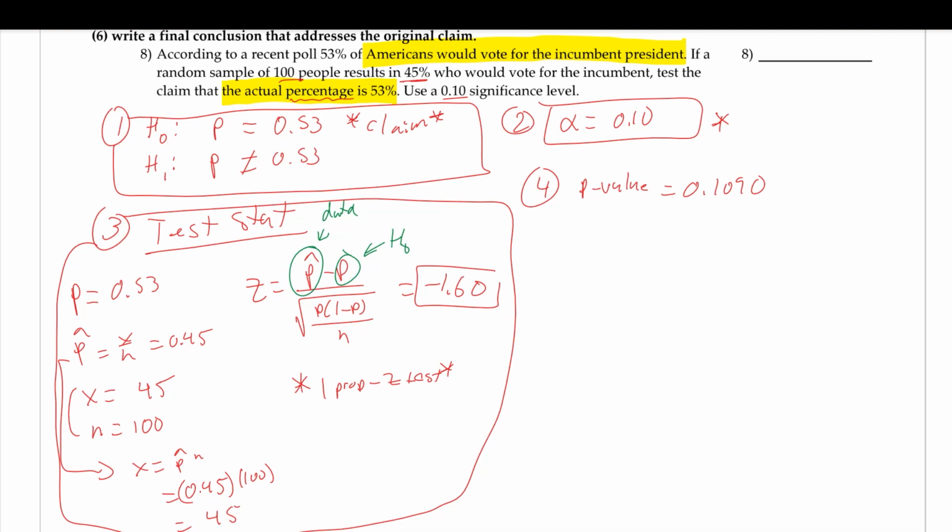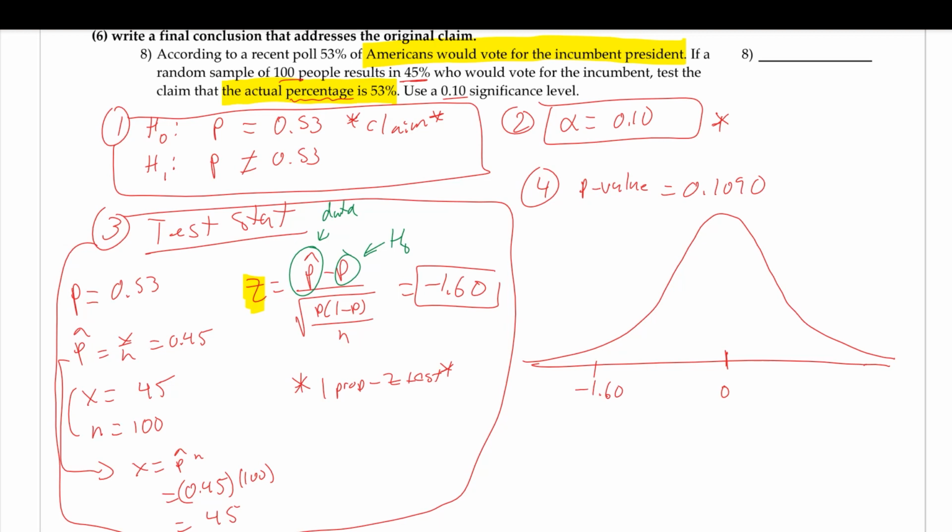We're going to draw a picture in step 4. What kind of graph is this? Well, the test stat reveals that for us, right? We have a z-score, so these are standard normals, normal distribution. And we have 0 at the center. And our test stat here is negative 1.6, so that's to the left of 0.